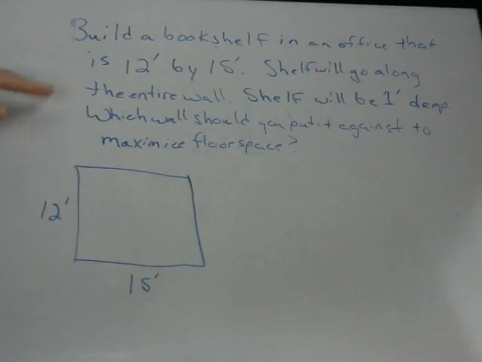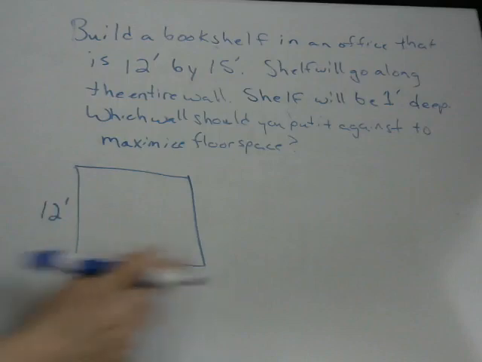The shelf is going to go along the entire wall, and it's going to be 1 foot deep, is the bookshelf. So which wall should you put it against? Should you put it against this wall, or should you put it against this wall? And so the answers might be against the shorter wall or against the longer wall. So how are we going to figure this out?